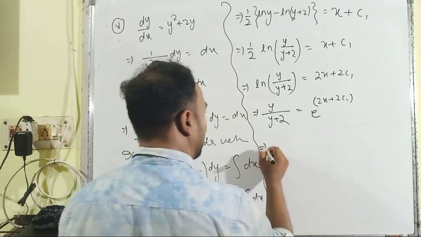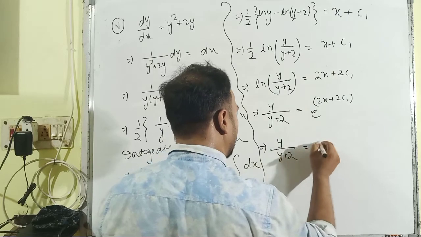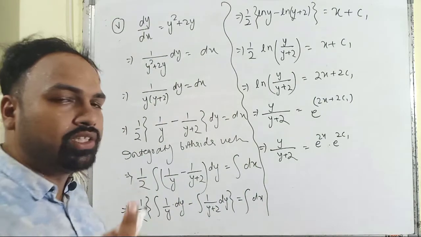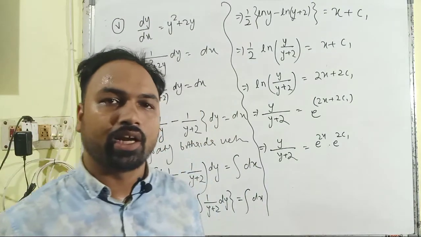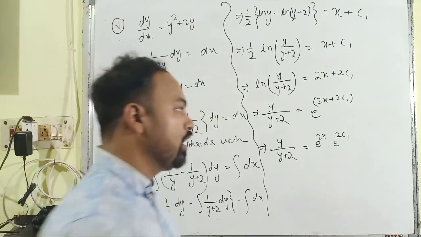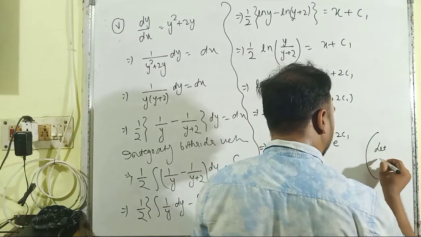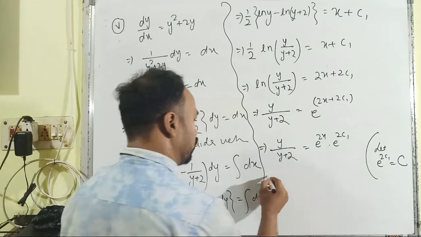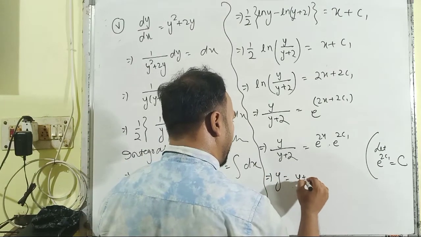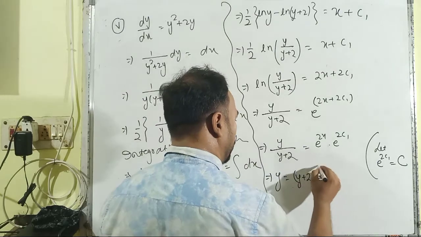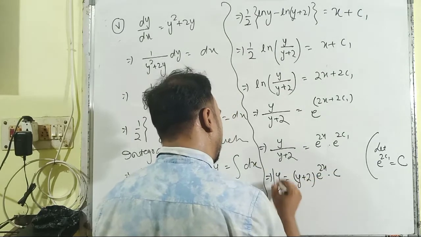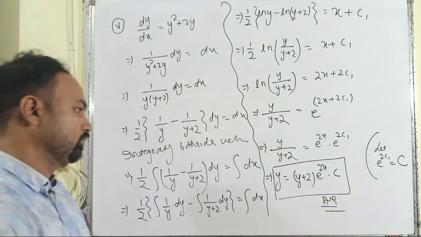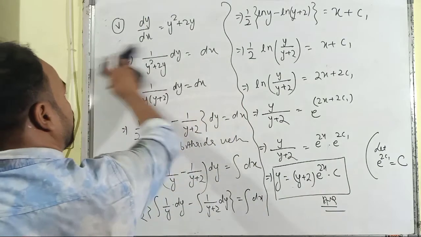And here y divided by y plus 2 is equal to e to the power 2x multiplied with e to the power 2c1. As c1 is a constant, so 2c1 is another constant, e to the power 2c1 is another constant, and let e to the power 2c1 be another constant, and that is c. So y will be y plus 2 e to the power 2x and c, and this will be our final answer. Okay, next move towards the next problem.